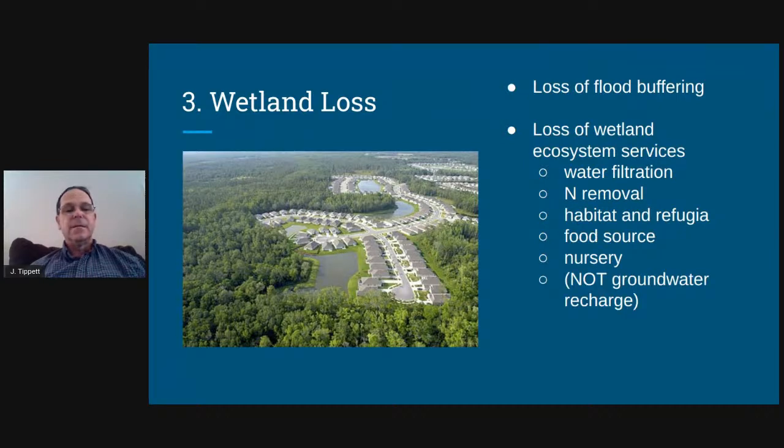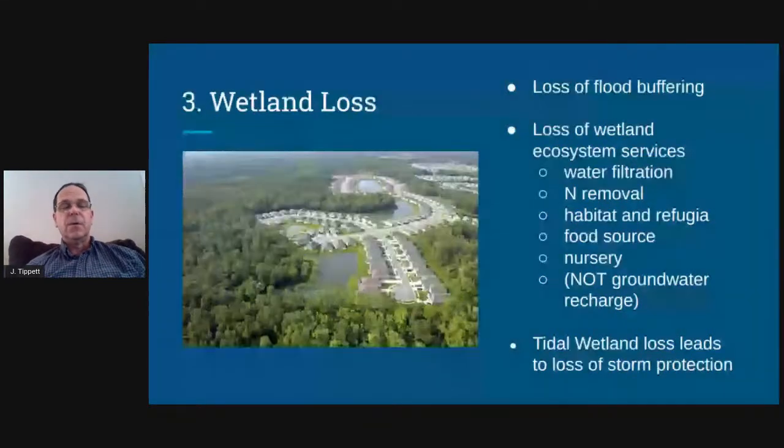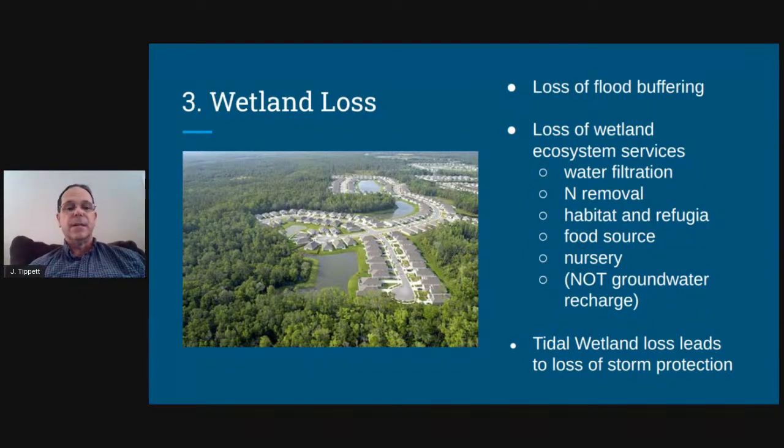Some people think that wetlands are where groundwater gets recharged, but in general, it's not. Wetlands are not groundwater recharge areas. I want you to remember in particular that the loss of the wetlands along coasts, or what we call tidal wetlands, where the tides go up and down, particularly affects our protection from storms, because wetlands serve as the buffer for storm energy, like big waves. They can absorb the storm energy.